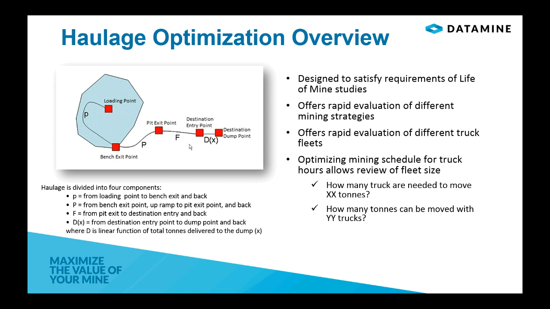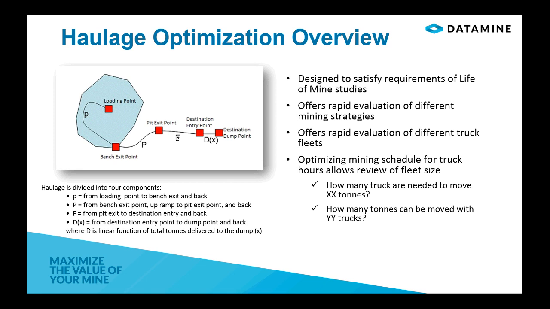The fourth segment is optional. It applies to all such destinations where additional time is required for every certain amount of tons delivered to the destination. This is, for example, stockpiles, leach pads, or waste dumps. This extra haulage is not available for destinations, for example, like the crushers.